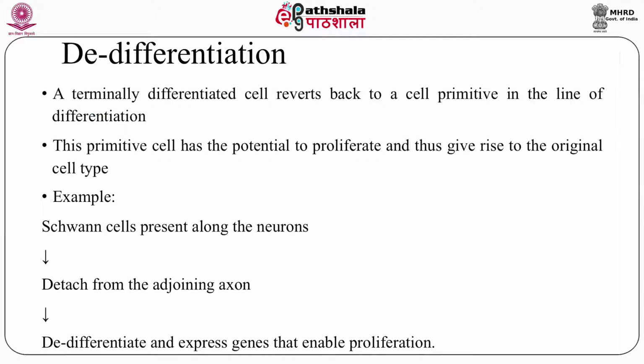During dedifferentiation, a terminally differentiated cell reverts back to a primitive cell in the line of differentiation, and this primitive cell has the potential to proliferate and give rise to the cell type it arose from. This is exemplified by Schwann cells present along the neurons. Mature Schwann cells do not proliferate, but once they are detached from the adjoining axon, they dedifferentiate and express genes that enable proliferation.